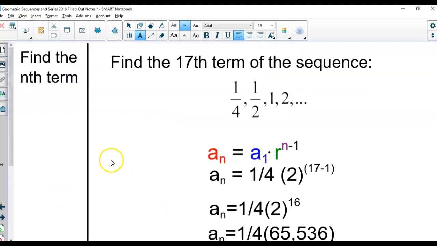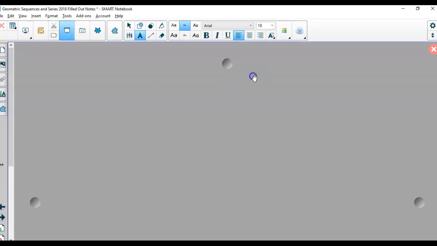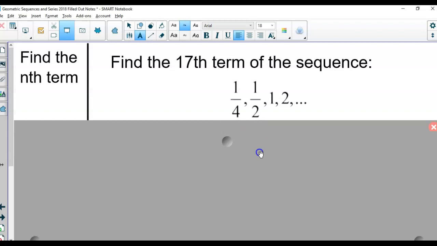All right, let's cruise. I've put my work there, spoiler alert. Find the 17th term of the sequence. So we start with 1/4, 1/2, 1, and 2. The very first thing that we want to do is find the common ratio. It doesn't matter which numbers you pick. I personally would pick the easiest ones you see, and those are not a fraction. So I take this term right here, 2, and divide it by the previous term. 2 divided by 1 is equal to 2.